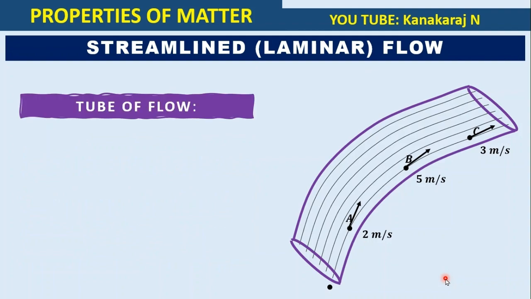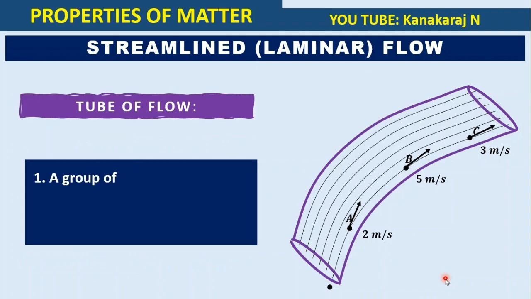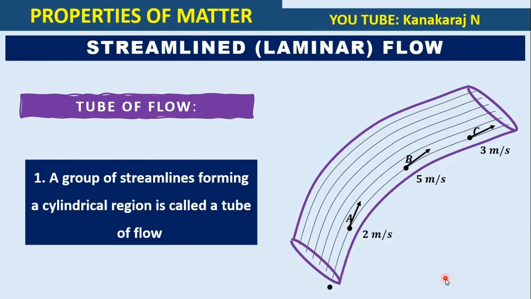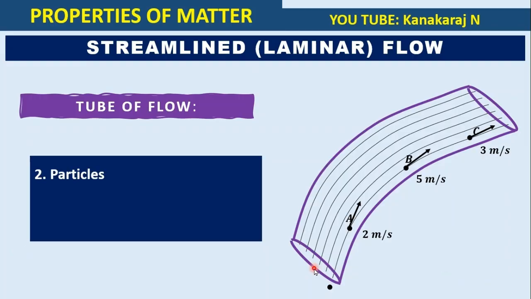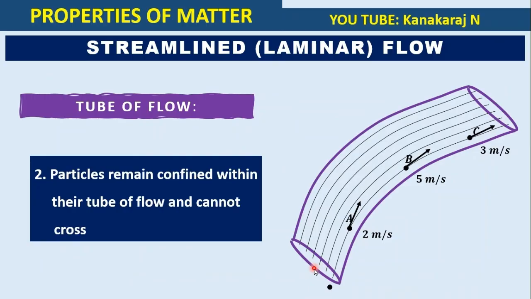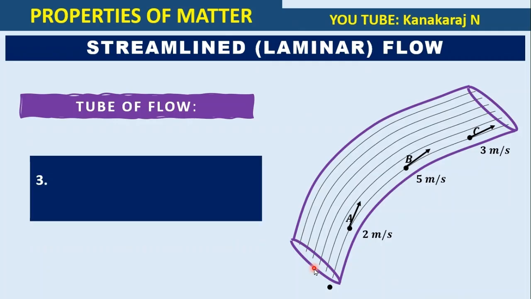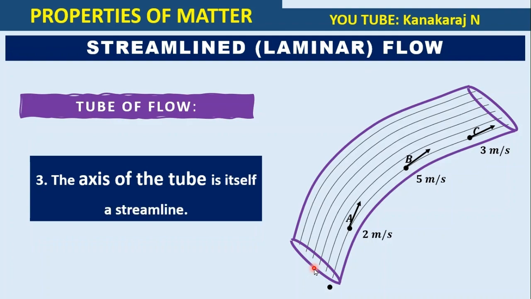Tube of flow. 1. A group of streamlines forming a cylindrical region is called a tube of flow. So in our diagram, we have one tube. 2. Particles remain confined within their tube of flow and cannot cross over to adjacent tubes. 3. The axis of the tube is itself a streamline.